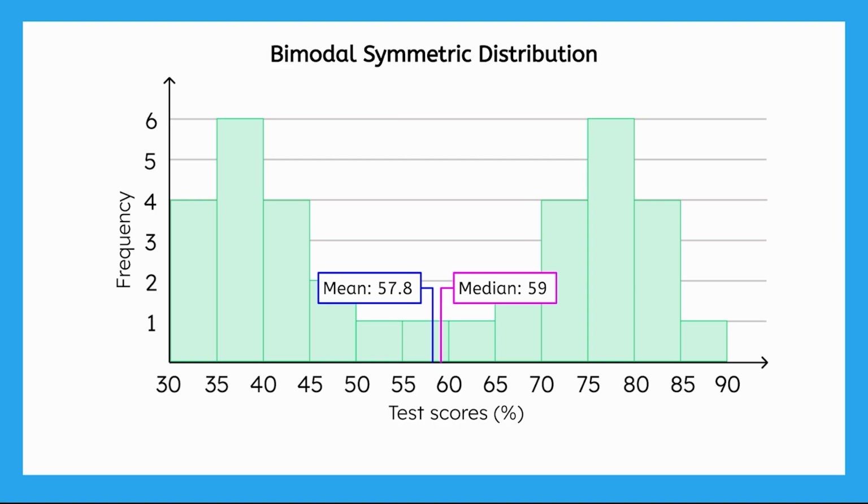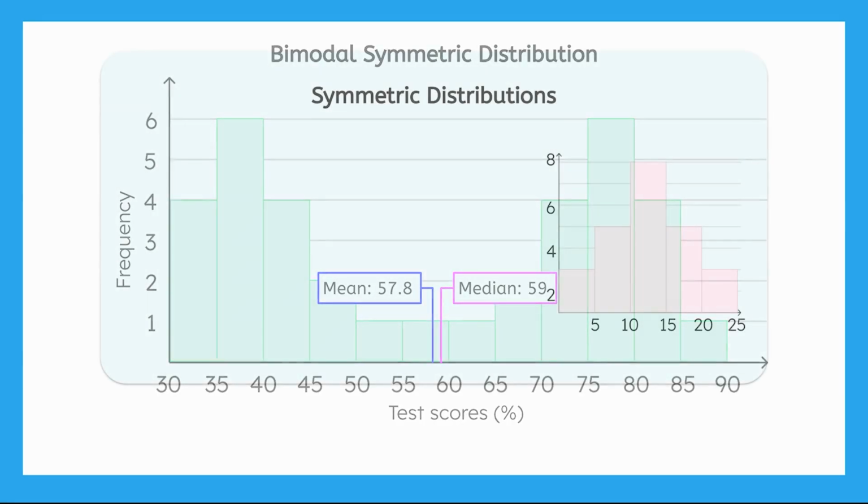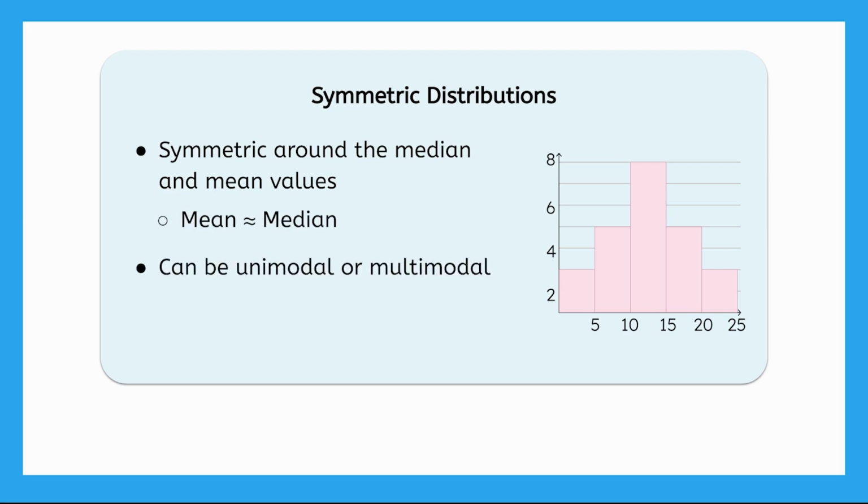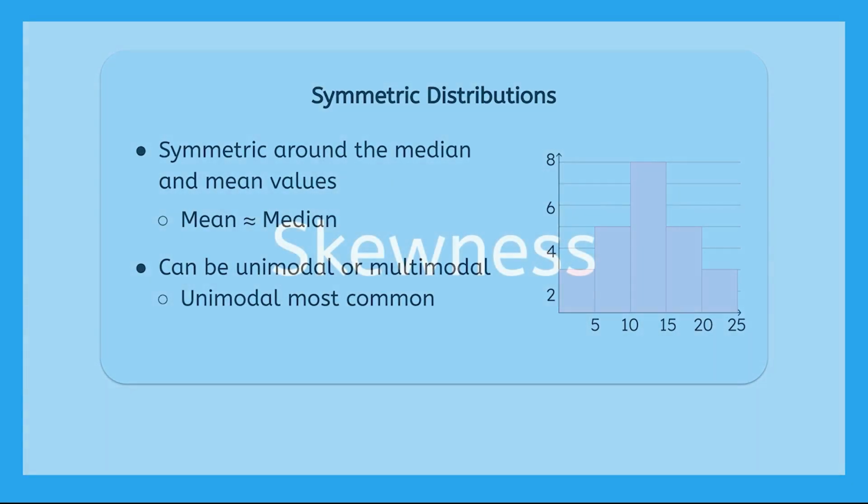Let's summarize what we know about symmetric distributions. Symmetric distributions are symmetric around the median and mean values, which are equal or close to equal. Symmetric distributions can be unimodal or multimodal, though unimodal is most common. What happens when a distribution is not symmetric?